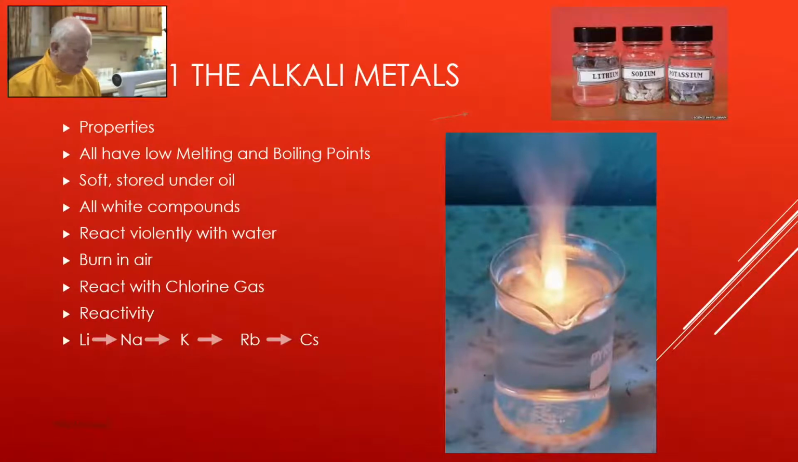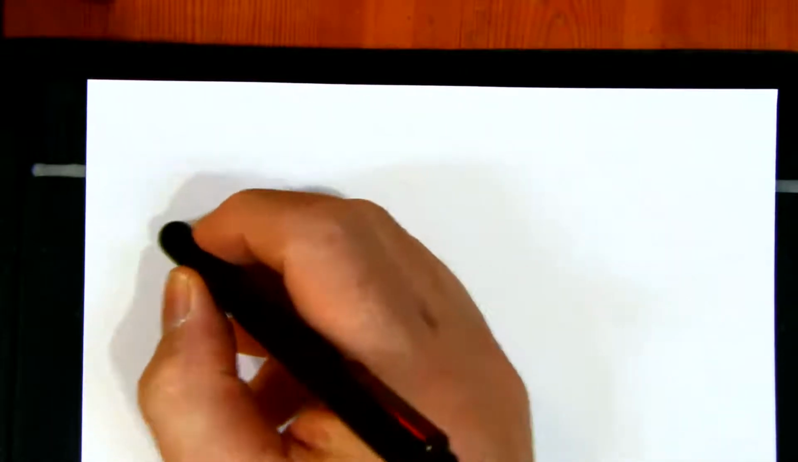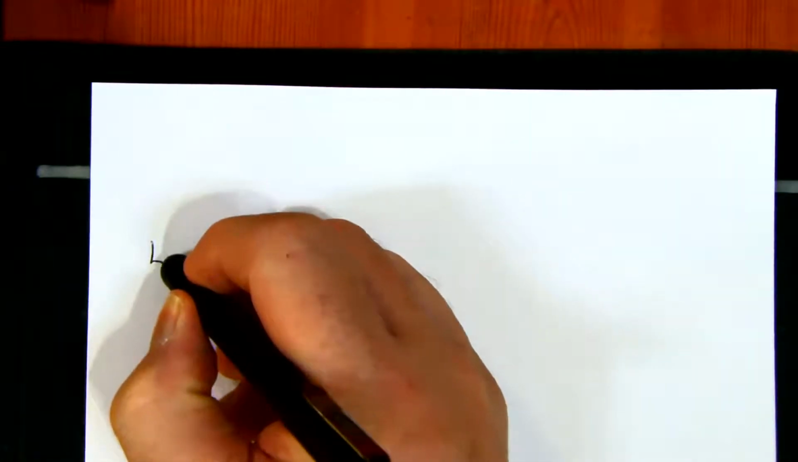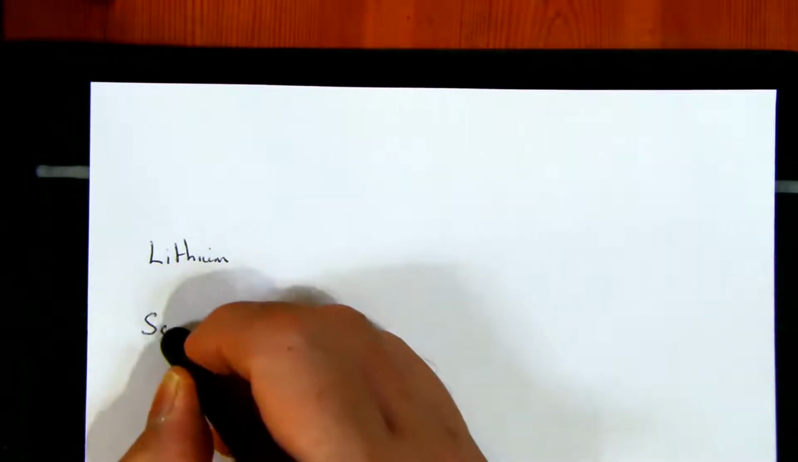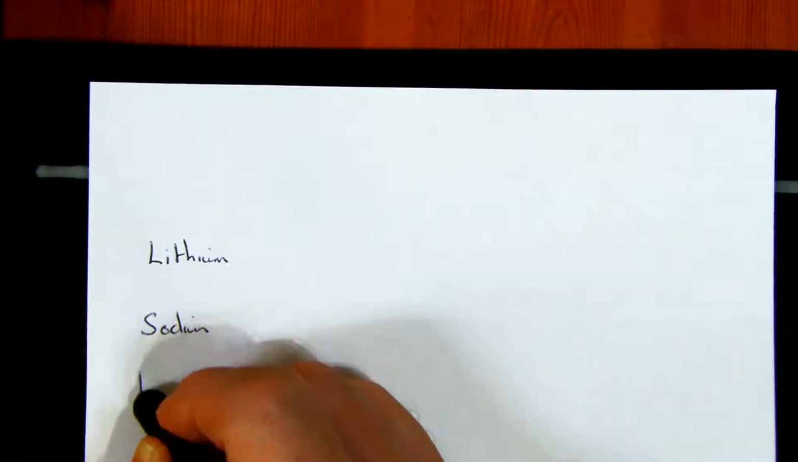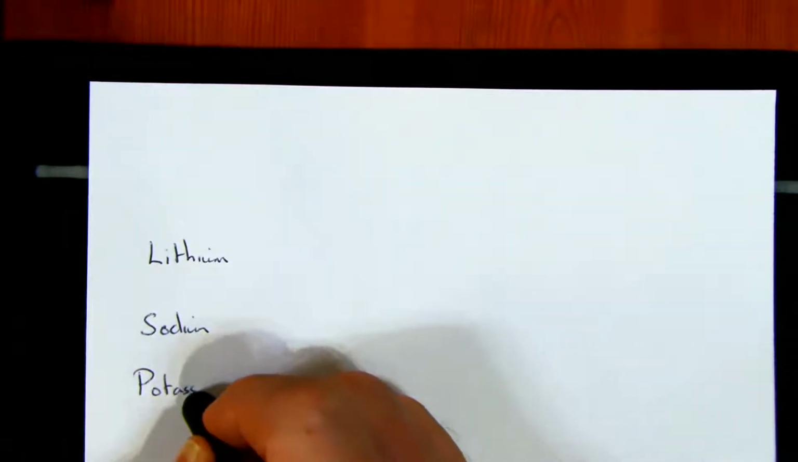Okay, so let's see what we can do by having a look at these particular elements. Now, what I want to do is basically look at some of the properties. Some of these properties we're going to have a look at consist of the reactions with water. So I'm going to look at lithium, I'm going to look at sodium, and I'm going to look at potassium.